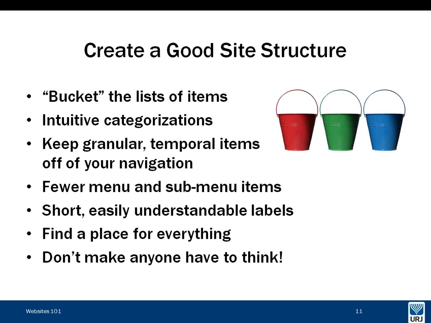You need to make sure that you keep things like events that are passing out of your site menu, so that they don't have to disappear and reappear. These should be permanent, broad categories that are easy to understand. Make sure that there's a place for everything on your list, and that'll be the proof of the pudding in knowing that you created a site structure that is appropriate for your site.